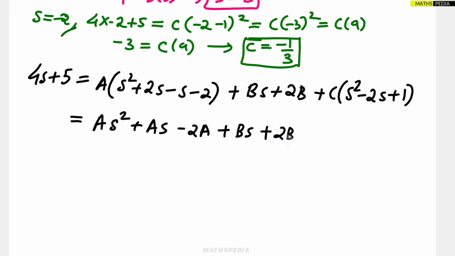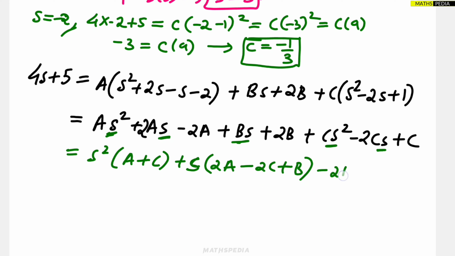Now take s square, the highest power, common. What is left out? A is left out, then here also plus c. Then you take s common. What is inside? b plus 2a minus 2c. Then you take all the constants: minus 2a plus 2b and plus c is there.